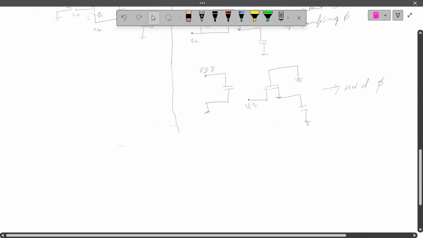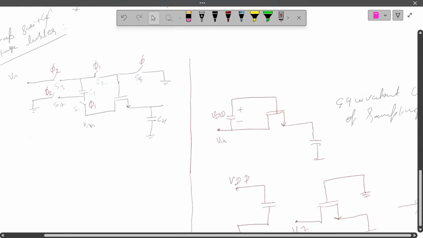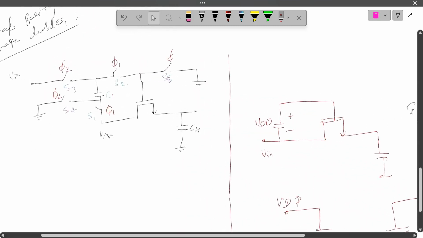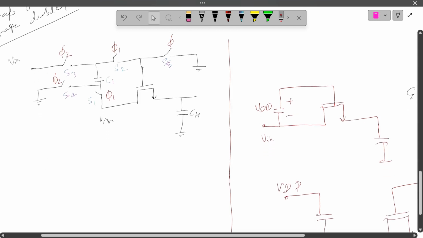Okay, so I'm going to ask you which switches is NMOS and which switches is PMOS. Can you guess and tell me which is NMOS and which is PMOS? Okay, I'm going to ask. S1 switch is which one?